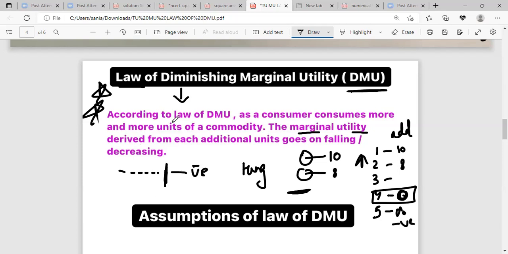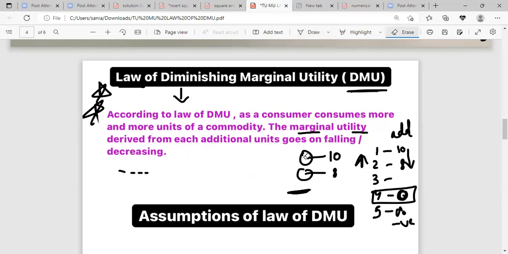So what is the law of marginal utility? According to this law, as a consumer consumes more and more units of a commodity, the marginal utility derived from each additional unit goes on falling, because the first chapati was giving you 10 satisfaction, 10 utility. Utility is satisfaction. The second one is giving you 8. So what is happening? It is decreasing. The additional satisfaction is falling. Clear?